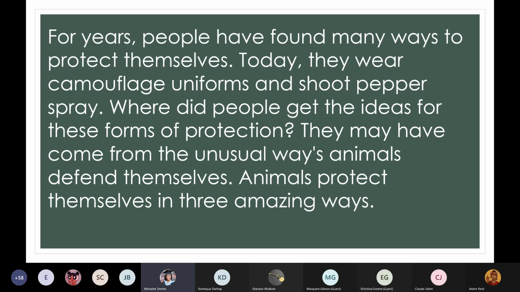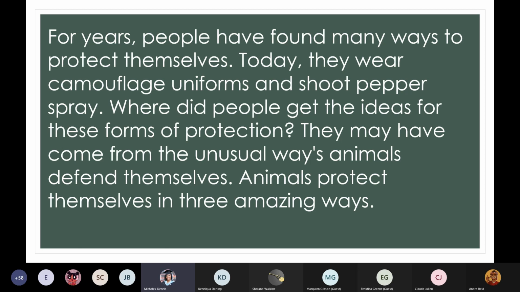Okay, so students, read along with me. For years, people have found many ways to protect themselves. Today, they wear camouflage uniforms and shoot pepper spray. Where did people get the ideas for these forms of protection? They may have come from the unusual ways animals defend themselves. Animals protect themselves in three amazing ways.